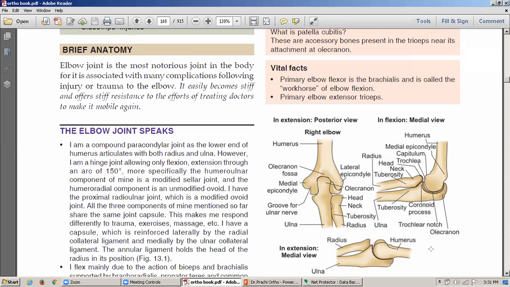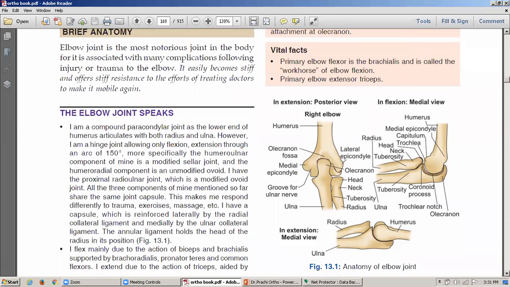When you see this diagram, this is the anatomy of the elbow joint. In extension, that is in the posterior view, you see this is the right elbow joint. Here is the humerus. This is the olecranon fossa. This is the medial epicondyle, lateral epicondyle, groove for ulnar nerve. This is the ulna. This is the head and neck of the radius, and this is the radial tuberosity.